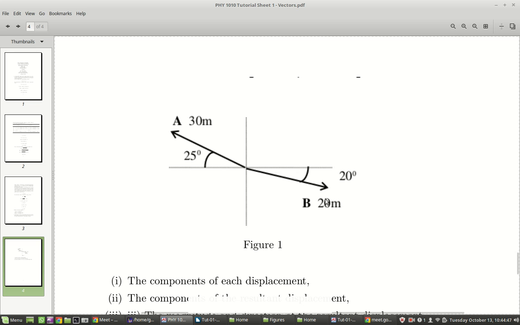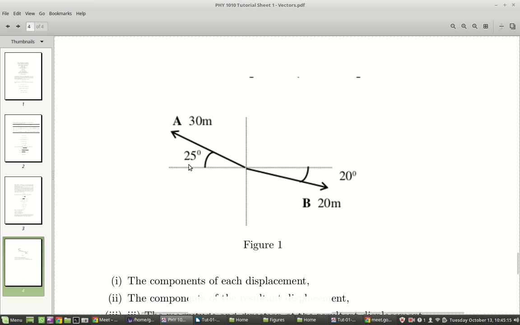Always measure your angles from the positive x-axis in an anti-clockwise direction. It doesn't matter how you've been given the angles. Measure from positive x and go around like that. In this case, for vector B, it's going to be 360 degrees minus 20 degrees, because they're going in reverse. So 360 minus 20 degrees gives you 340.